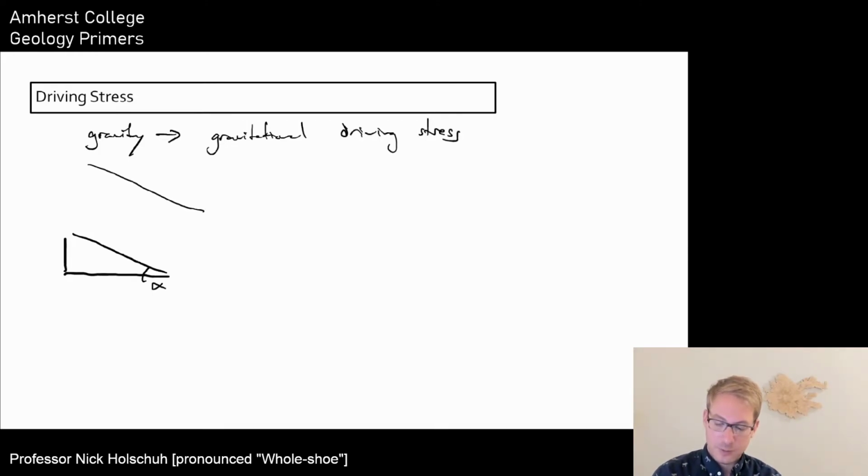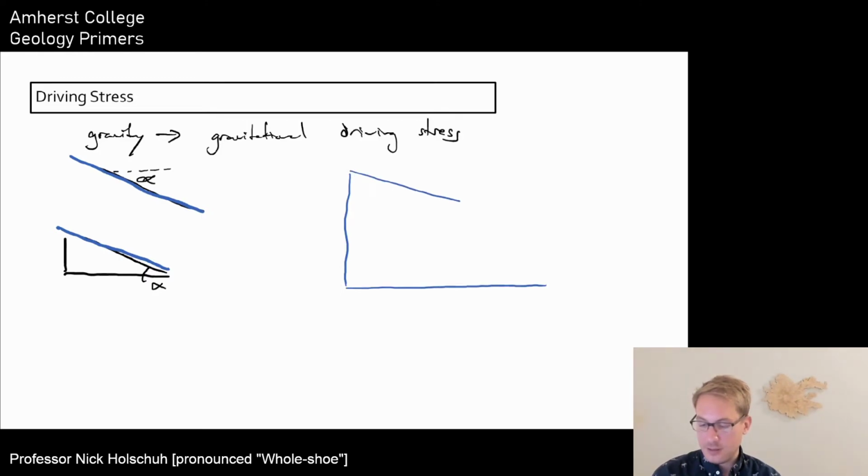We'll call this slope, the slope of our glacier, alpha. But here's our ice sitting on that inclined bed. Alternatively, we could draw a glacier that has a flat bed and an inclined surface. In both of these cases, ice will flow from left to right because of gravity. I'm going to show you the math for the case on the left, and then we'll just think about the intuition for the case on the right.